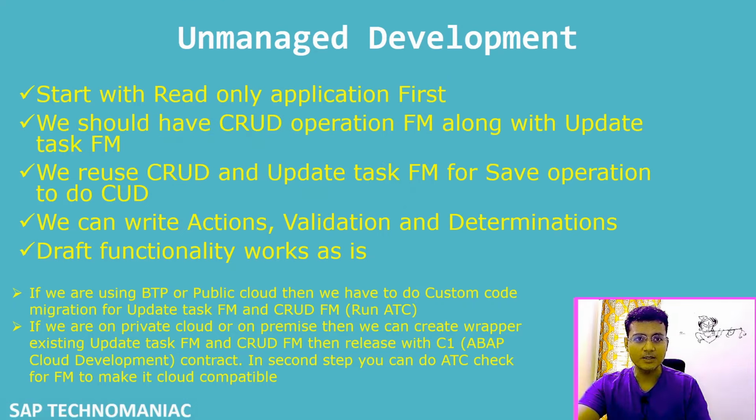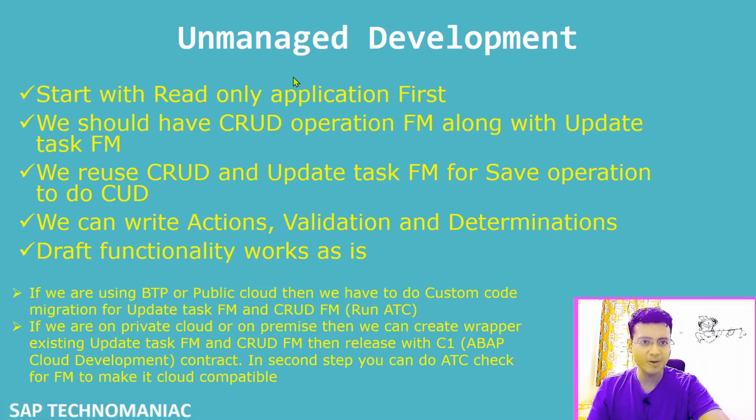Third thing, unmanaged save. For unmanaged save, not only do we have the method for our saving purpose, for the transactional things, whatever we are doing on the transactional buffer or application server using CRUD, for that also we have some FM. We have to approach the same way. First we have to put the wrapper around that, if you are working on on-premise or private cloud. If you are working on public cloud or BTP, then you have to do custom code migration. There is no use in reutilizing those function modules. So the sequence will be the same.